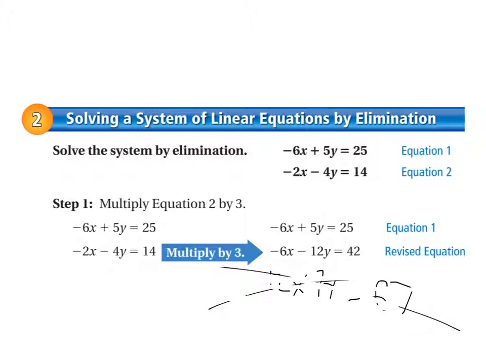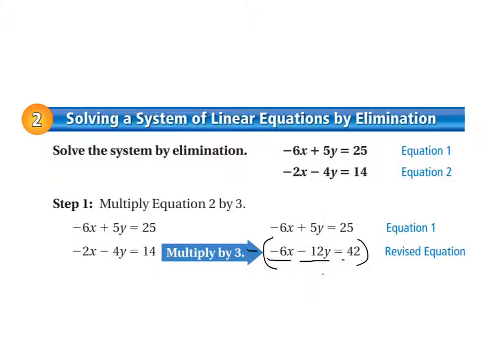In fact, what we want is to make sure that we get x by itself, or we get y by itself. So, for me to get y by itself, what I must do is subtract the first equation by the second equation. To do so, I'm going to multiply each one of these terms, negative 6x, negative 12y, and 42, by negative 1.